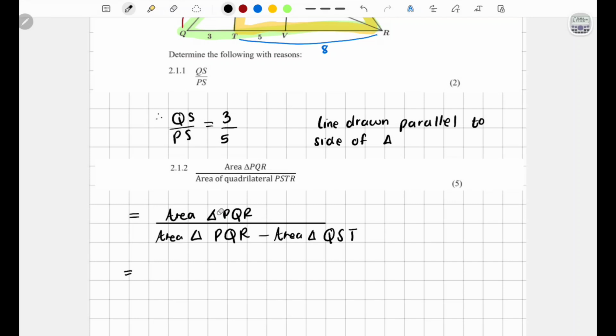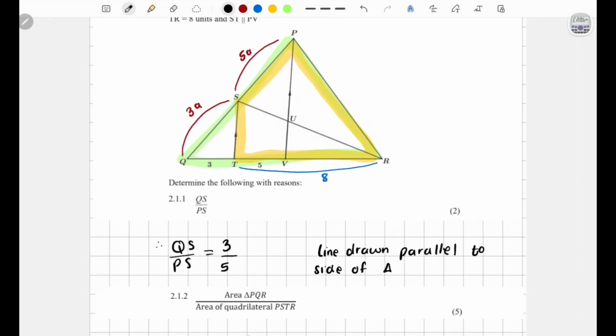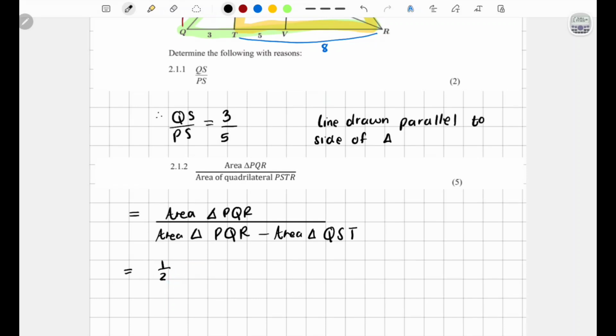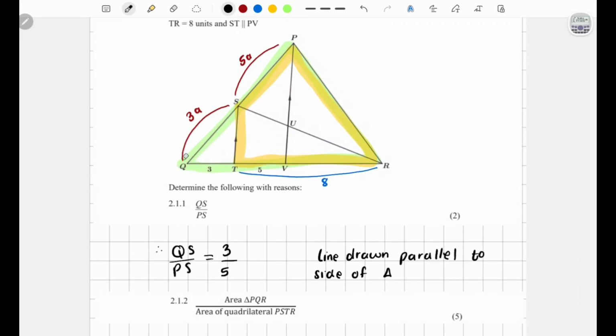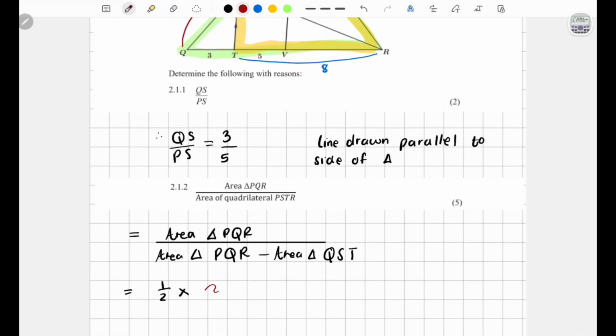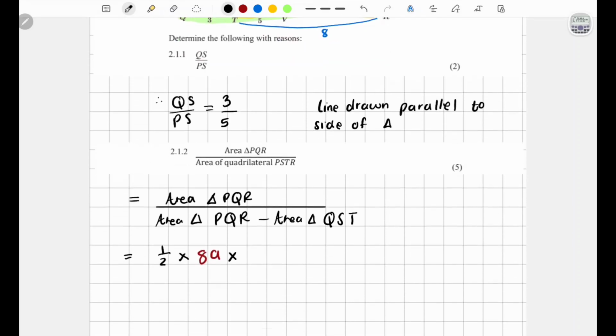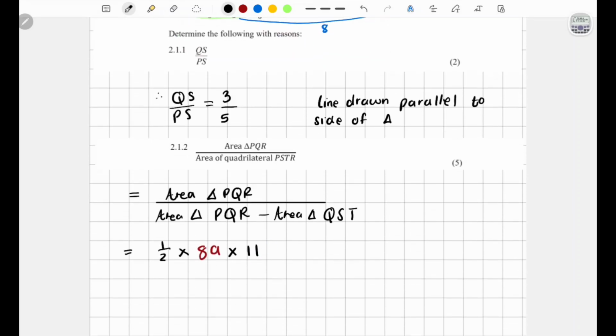So this is equal to, let's find the area of triangle PQR. Because we have this side and this side, we start off by saying a half multiplied by the one side, and you can see that QP is made up of 3A plus 5A, which is 8A. So a half times 8A multiplied by the other side. Now this other side is not ratios, they're just lengths. So QR is made up of 3 plus this total TR of 8. So 3 plus 8 is 11. So times 11, that one is just a number.